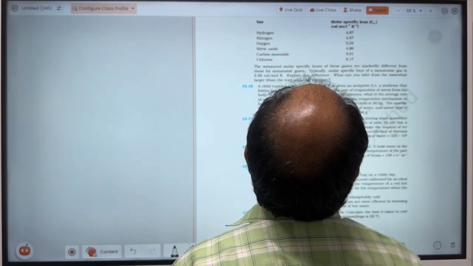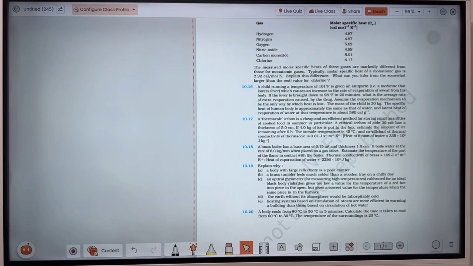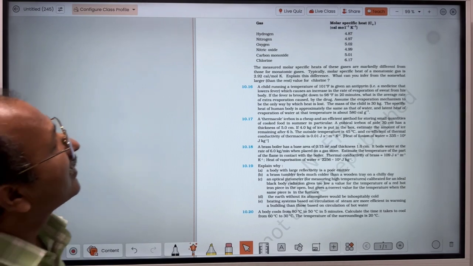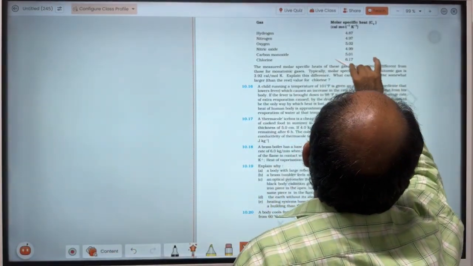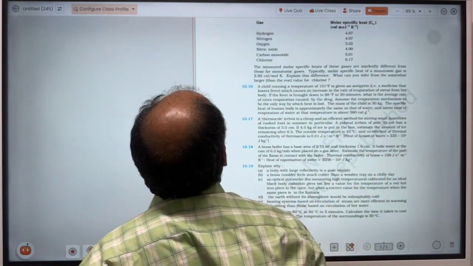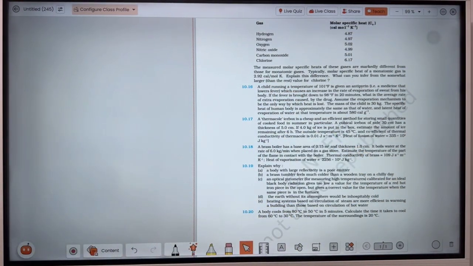And chlorine differs. So actually, when we talk about degrees of freedom, if there is a vibrational degree of freedom, in that case what happens? In that case, molar specific heat will increase. So in case of chlorine, there must be a vibrational degree of freedom also. So that could be the reason. And in other cases, we are just considering the normal. If we are considering diatomic, then the degree of freedom will be 3.